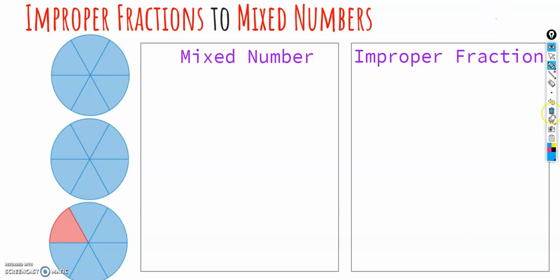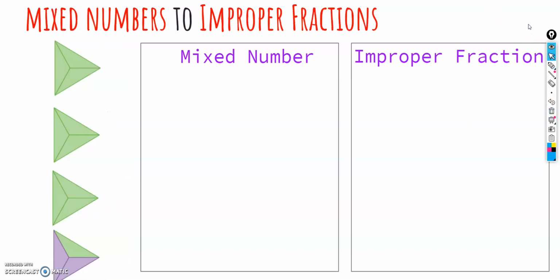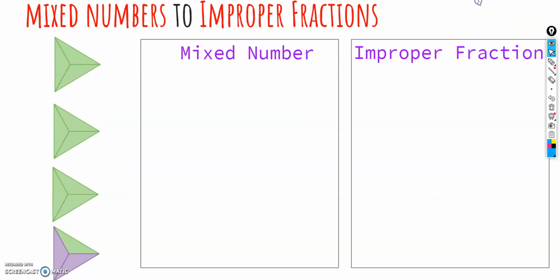I've got to take it off of the marker. Alright, we have mixed numbers to improper fractions, but we have a new problem. So first we're going to have the mixed number. How many whole triangles are there?